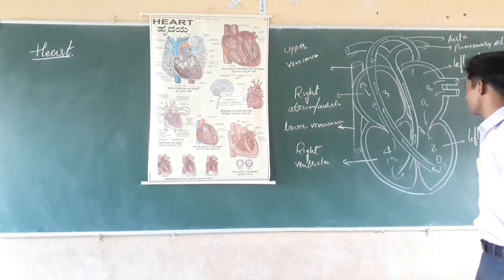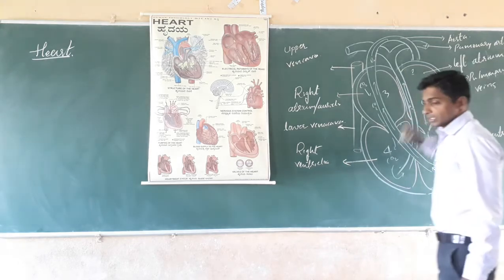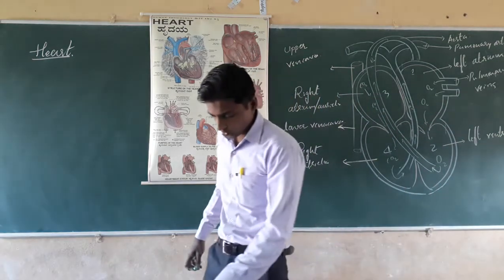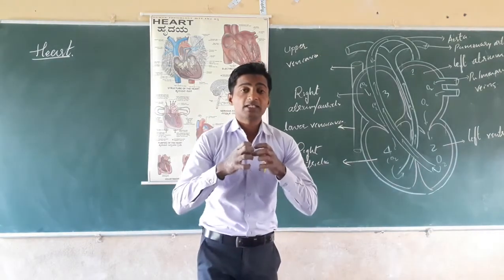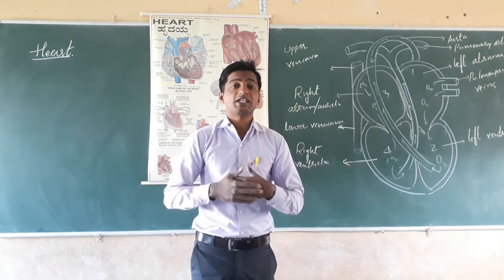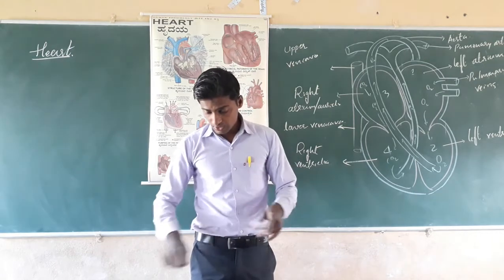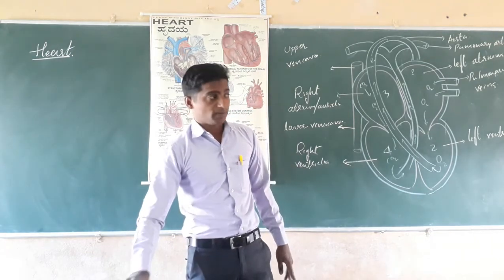That are shown with the arrow mark. Next, dear students, in a human heart, the 4 chambers are there. Why is it 4 chambered? Because it avoids the mixing of oxygenated and deoxygenated blood.